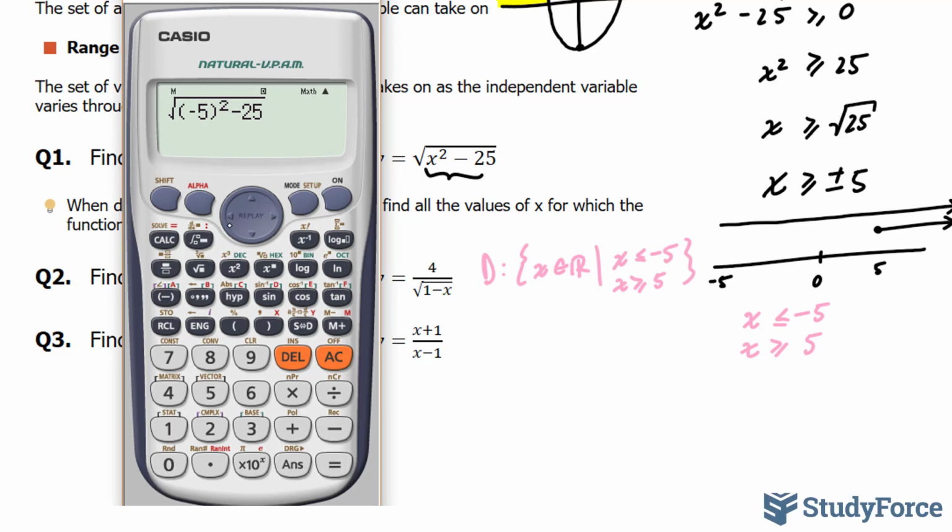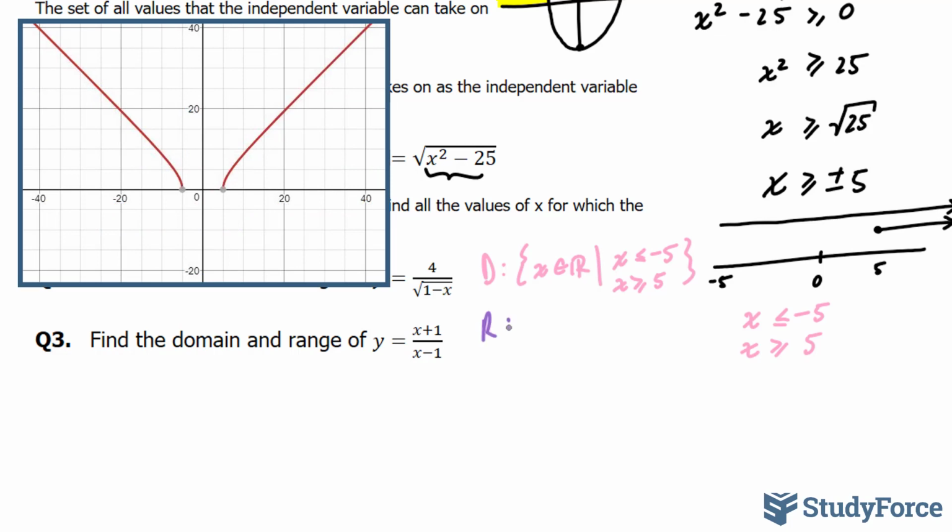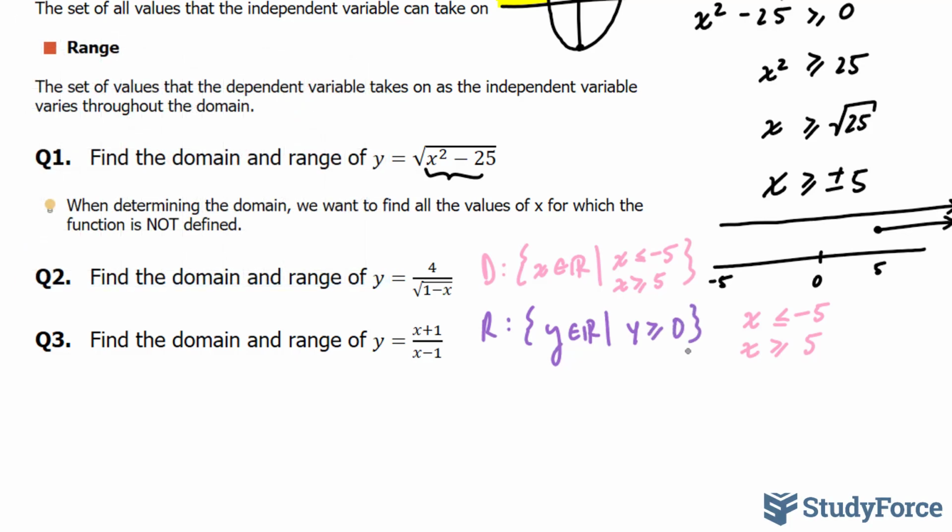Let's try a really large number. This time, a positive number like 5,000. Notice that the y is quite large. And in fact, if I replace this with simply positive 5, I end up with 0. Therefore, I can conclude that my range consists of all y values where y must be greater or equal to 0. Let's move on to question 2.